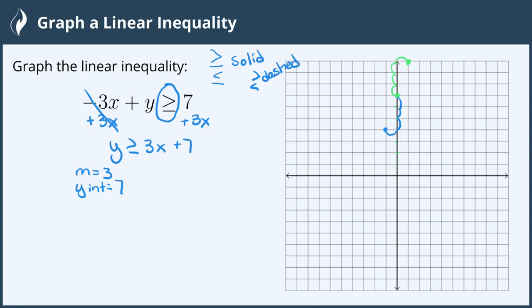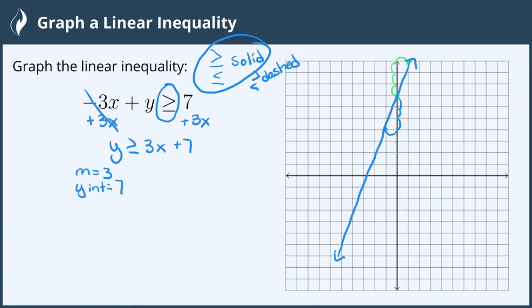Since ours is greater than or equal to, it is a solid line, and so we need to connect all 3 of those points with a straight edge as nicely as possible, trying to line them up and make a solid boundary line. And I'm going to end it with some arrows because it continues on forever.